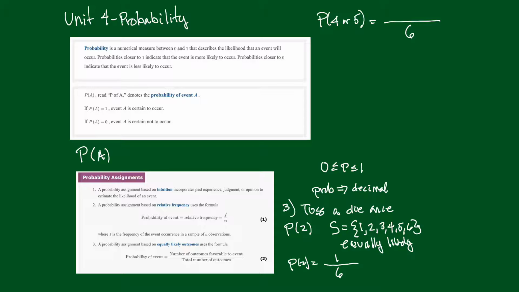denominator first, 6 possible outcomes, and how many of these events, I'm down here now, how many of these events are favorable to our event, our outcome? Well, there's 2 of them, right? I could get a 4 or a 5. So this is going to be 2/6. I could make that 1/3, or if you like, leave it as 2/6.